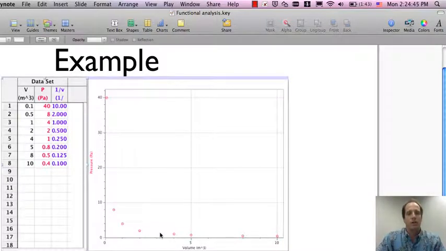Good, it's an inverse shape, so that means that pressure is proportional to 1 over volume. To find the relationship between pressure and volume, we'll calculate 1 over volume for each value and then graph pressure versus 1 over volume. I'll do that now in LoggerPro.